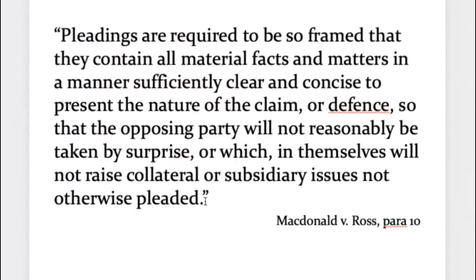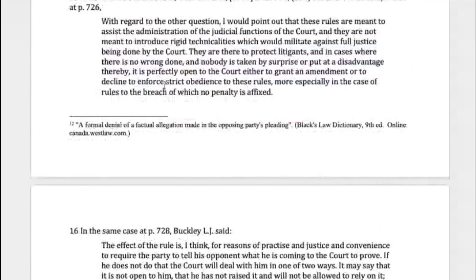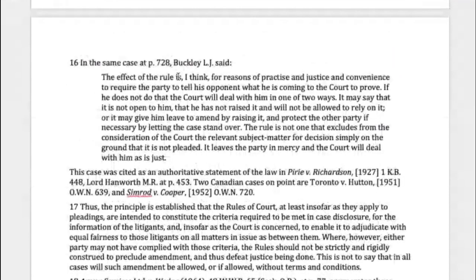So this is a good statement from MacDonald versus Ross of the theory behind pleadings and of the no surprises doctrine. You have to frame pleadings so they contain all material facts in a manner sufficiently clear and concise to present the nature of the claim or defense, so the opposing party will not reasonably be taken by surprise. All right, so that's amending pleadings, and in this case, the court ends up granting Ross the right to amend his pleadings to bring in the vacancy idea.